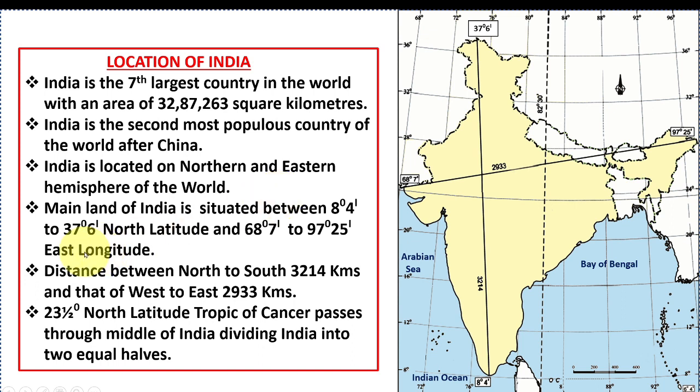Fourth, the mainland of India is situated between 8 degrees 4 minutes to 37 degrees 6 minutes north latitude and 68 degrees 7 minutes to 97 degrees 25 minutes east longitude. So this is the location. This is the latitudinal and longitudinal extent of India. The distance between north to south is 3214 kilometers and that of west to east is 2933 kilometers. The 23.5 degree north latitude, the Tropic of Cancer, passes through the middle of India, dividing India into two equal halves.